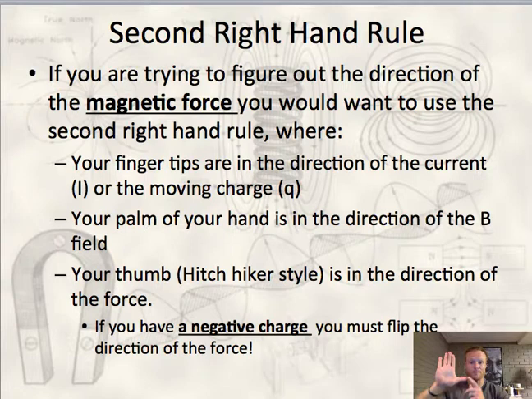And then your thumb, kind of looking like this, hitchhiker style, is in the direction of the force. So your hand will look kind of like this, and you're just going to move it around to make it line up with all these 3 things. The current is in the direction of your fingertips, the palm is in the direction of whatever the magnetic field is, and your thumb will then point in the direction of the force. Okay, practice makes perfect. When I first learned this, I was very confused, to be honest with you. So we'll definitely play around with this more, but this is just an introduction to the second right-hand rule.